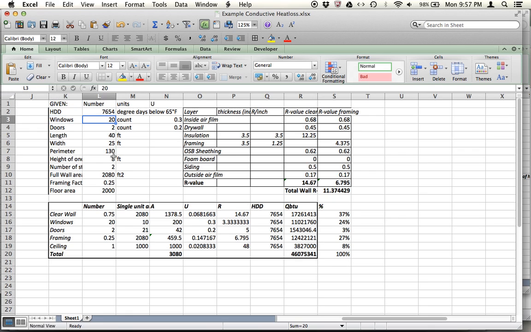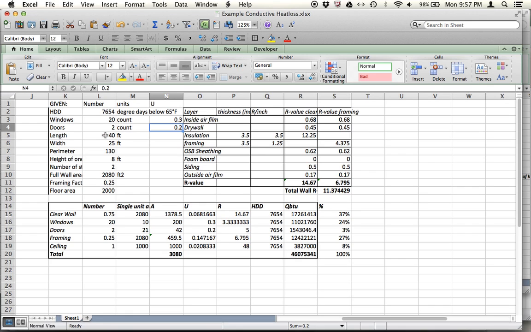So we know we have 20 windows, so the unit is count, and the U factor, which you were given, was 0.3. Doors, we have two doors in this case, a count of two doors, and a U factor of 0.2.